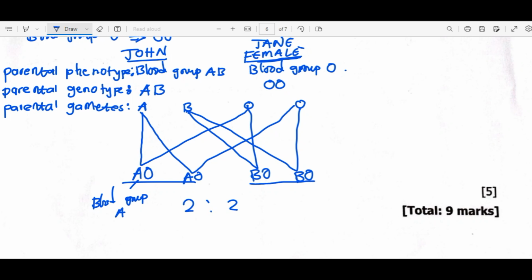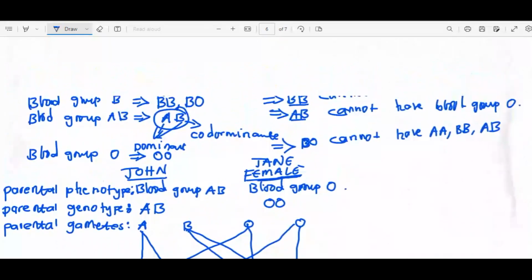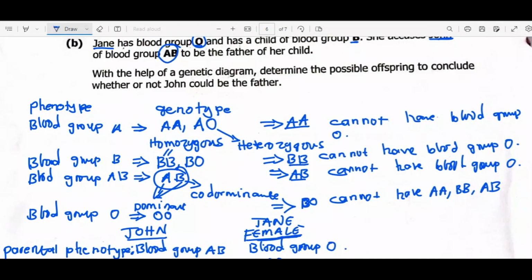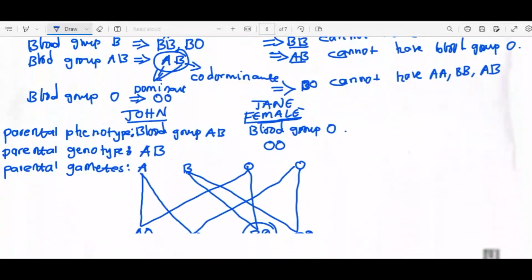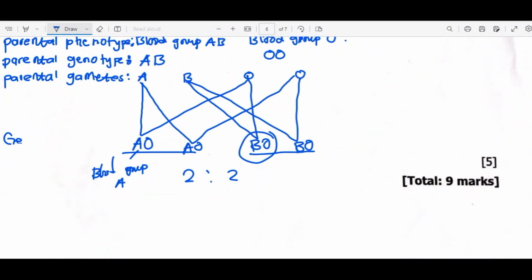with blood group B. Now, since we've proved from the genetic diagram that there is a 50% chance to have a blood group B, then Johnny could be the father of the child because the child has blood group B. So there is a possibility. So we'll just say genotypes of F1. The F1, we are looking at the offspring that were produced or that can be produced by the parents. So let's hope we've communicated.